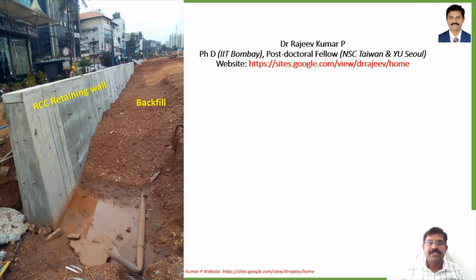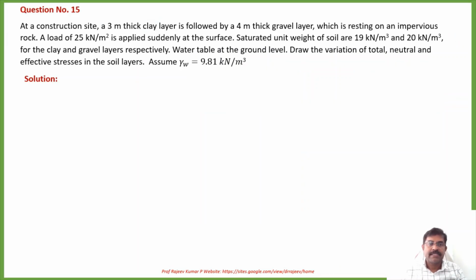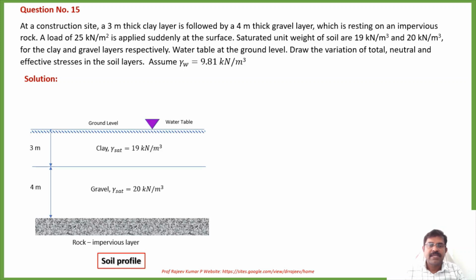Today I am going to discuss with you a numerical problem related to effective stress concept. At a construction site, a 3-meter thick clay layer is followed by a 4-meter thick gravel layer which is resting on an impervious rock. A load of 25 kN per meter square is applied suddenly at the surface. Saturated unit weights of soil are given as 19 kN per meter cube and 20 kN per meter cube for the clay and gravel layers respectively. Water table at the ground level is given. Draw the variation of total, neutral and effective stresses in the soil layers.